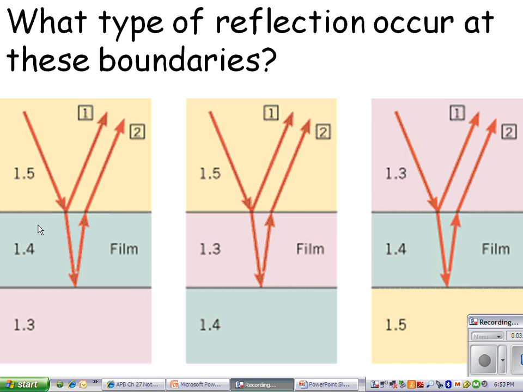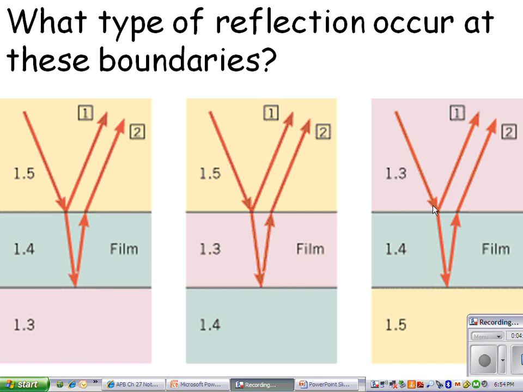Okay, since you're going from a 1.5 to a 1.4 index of refraction, the wave actually stays in phase. It does not invert. Same thing down here, when you go from a 1.4 to a 1.3, the wave stays in phase. For example, if a crest comes in on this boundary, it reflects back out as a crest. The middle one is the same exact idea. You're going from a 1.5 index of refraction to a 1.3 index of refraction. There's no phase change. It comes in as a crest, comes out as a crest. But if you look down here, going from 1.3 to 1.4, there will be a phase change. It comes in as a crest, it'll come out as a trough. There'll be a 180-degree phase change.